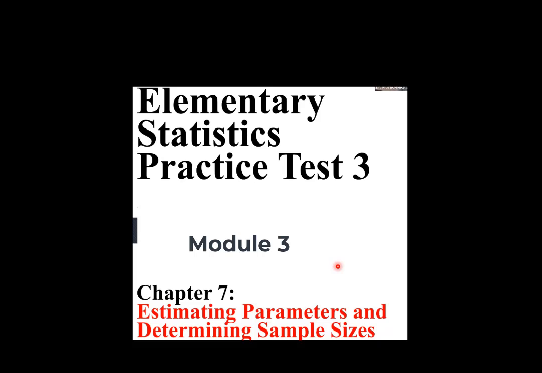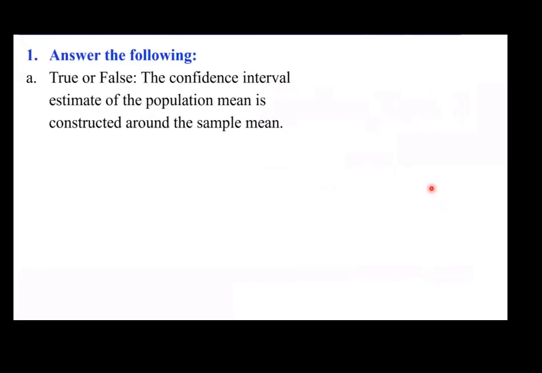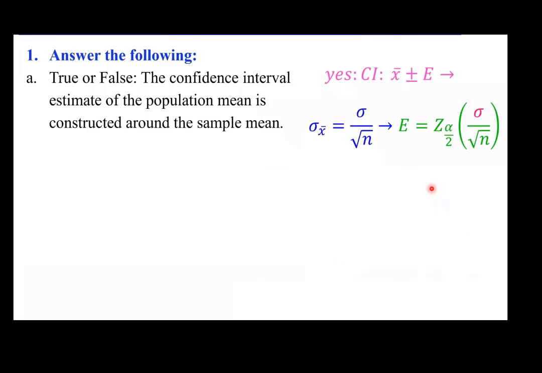This is Elementary Statistics, practice test number 3, module 3, and here's chapter 7, estimating parameters and determining sample sizes. True or false? The confidence interval estimate of the population mean is constructed around the sample mean. Simply follow the formula. By definition, x bar plus minus E, where sigma of x bar is sigma over square root of n, and E is z alpha over 2 sigma over square root of n.